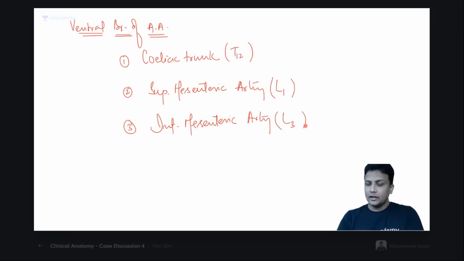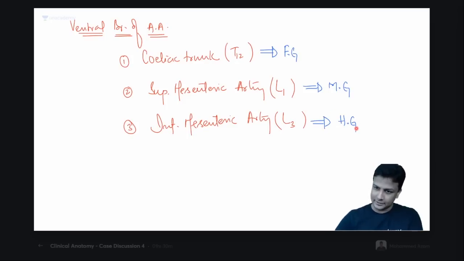Now, the most important thing after learning their names and their levels, the $1 million point here, is that they are going to supply your entire gut: the foregut, midgut, and hindgut. Remember, celiac trunk is the one which will be supplying the entire foregut. Whereas superior mesenteric artery is going to supply the entire midgut. And finally, the inferior mesenteric artery will be supplying the entire hindgut, guys.